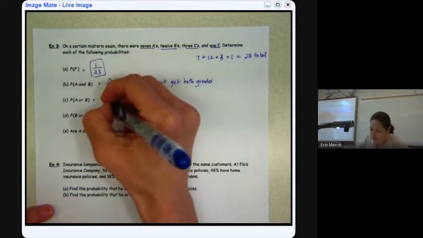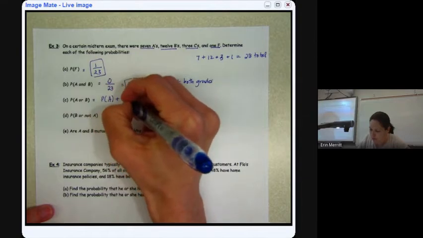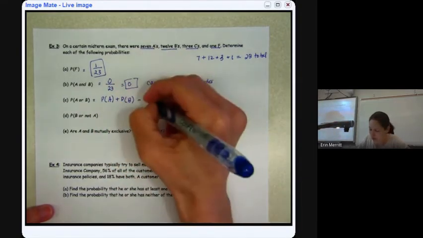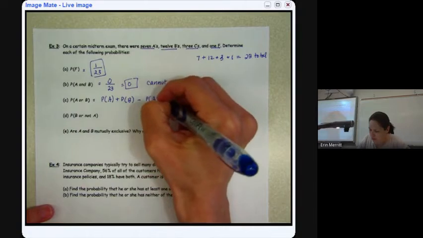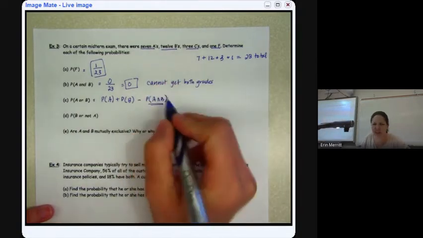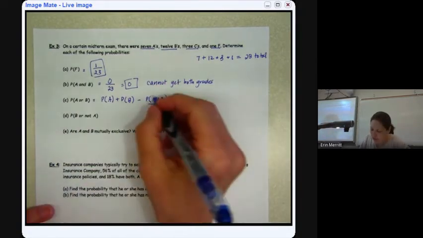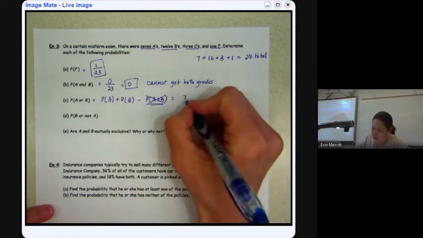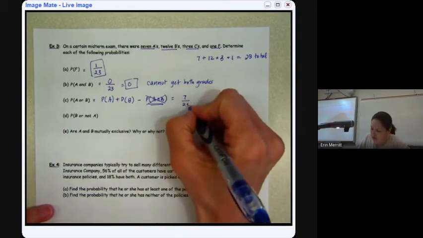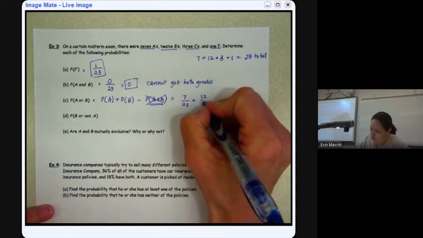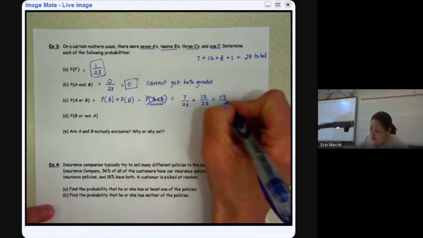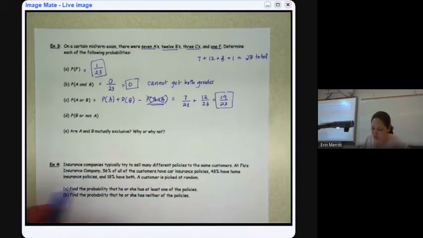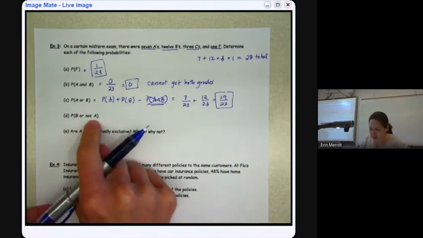So that means we would add the probability of A to the probability of B, and then subtract out anybody that got both. But we just talked about the fact that nobody can get both, so I can kind of ignore that detail for this. Probability of A, there were 7 kids out of the 23. B, there was 12, and so it ends up as 19 out of 23.